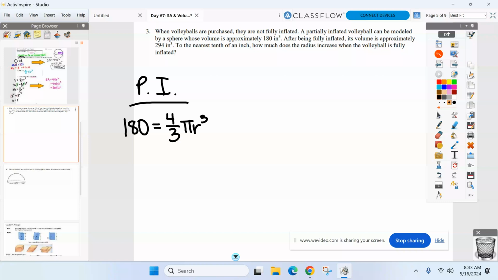So I'm going to let you guys work right now for both the partially inflated and the fully inflated, and we'll see what we come up with. Do not round those decimals at the end because we need to subtract them. Don't round the radii.